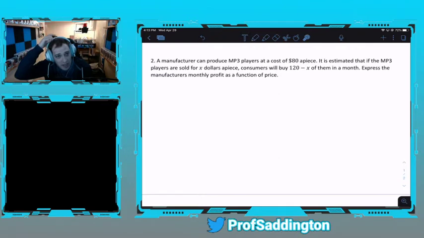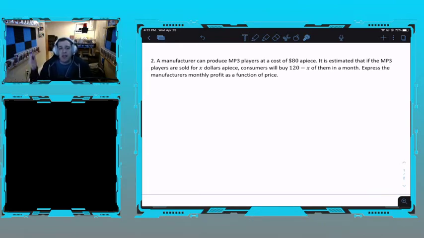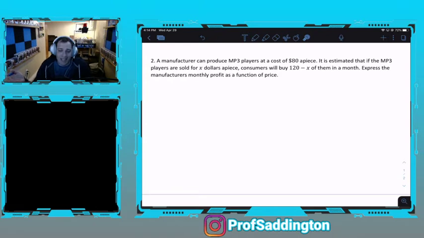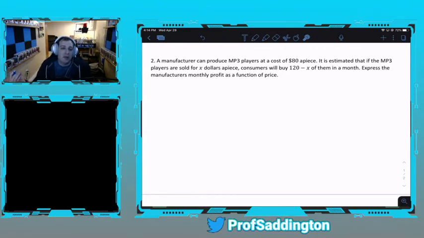So it says that you have a manufacturer can produce MP3 players at a cost of $80 a piece. So for every MP3 player they make, they have to make it for $80. I doubt they have to do that in today's day and age. This question was probably from like 10 years ago, maybe 15 years ago. I bet you they can make an MP3 player today for like probably $10. And then they go sell it in the store for like $50 to $100.